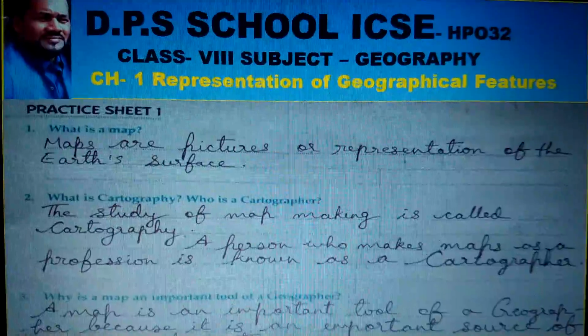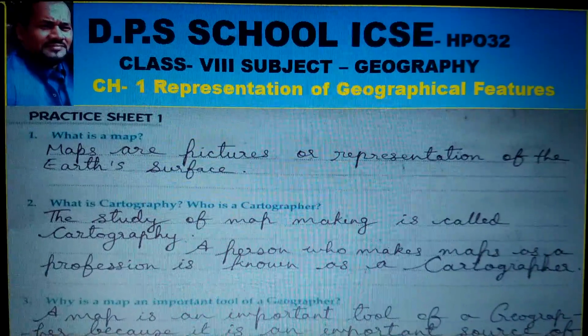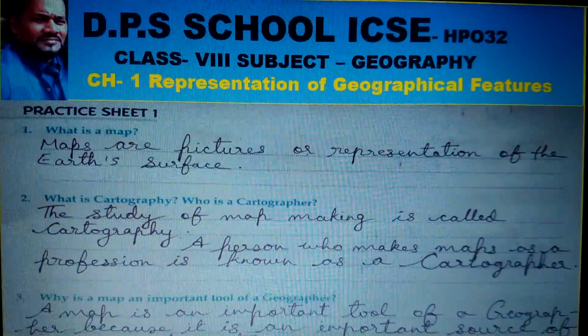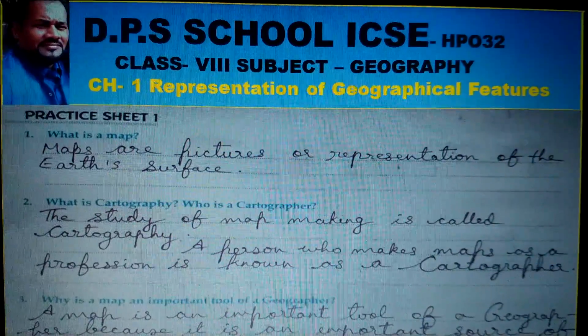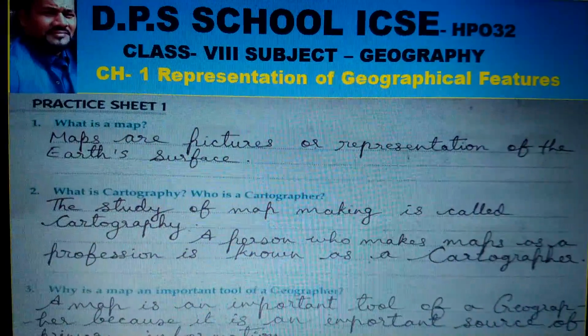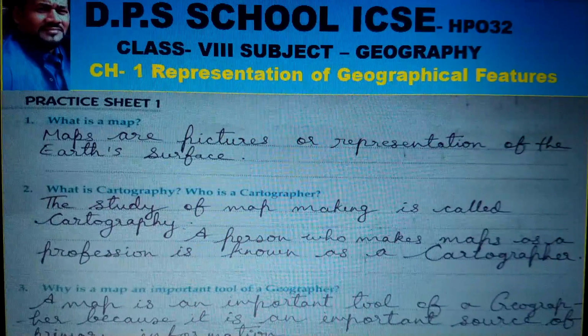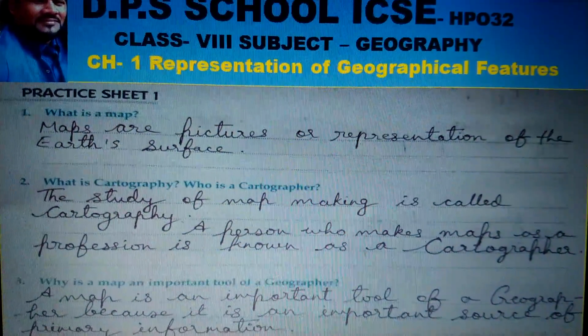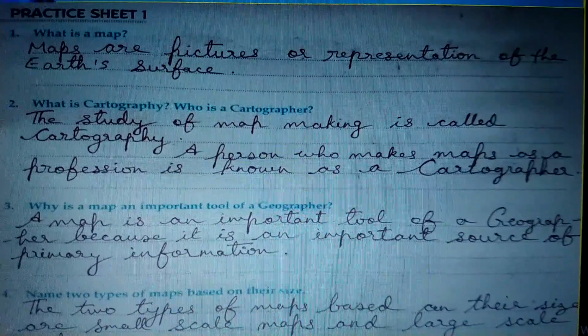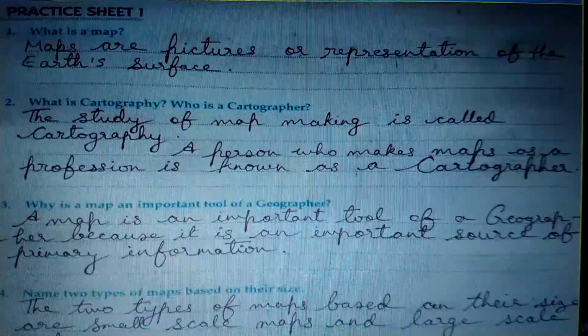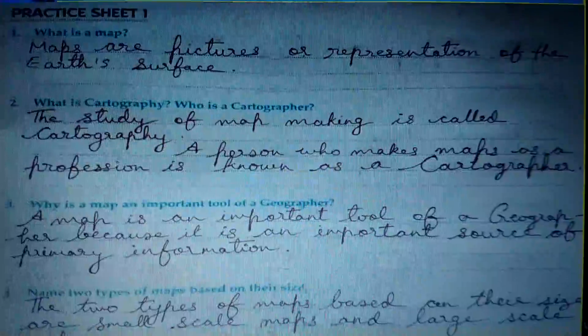What is a map? Maps are pictures or representation of the Earth's surface. Then question number 2, what is cartography? Who is a cartographer? The answer is the study of map making is called cartography, and a person who makes maps as a profession is known as a cartographer.